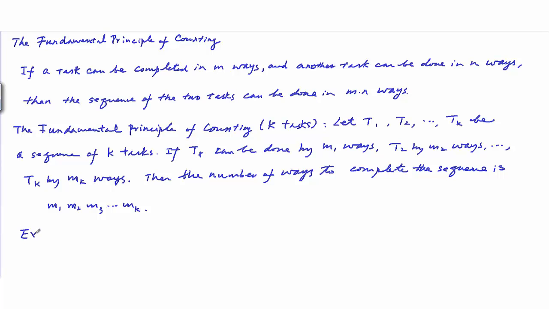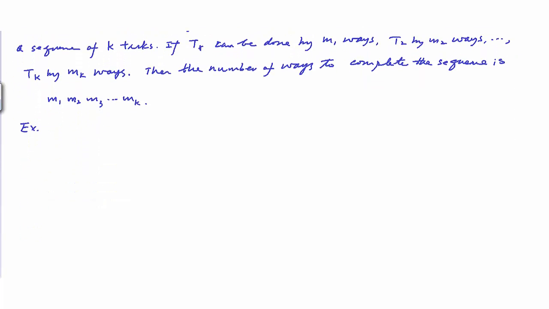So let's look at an example. We know Texas license plates, right? A Texas license plate uses the format here. This format is 3 letters followed by 4 digits. The letters are capital letters.